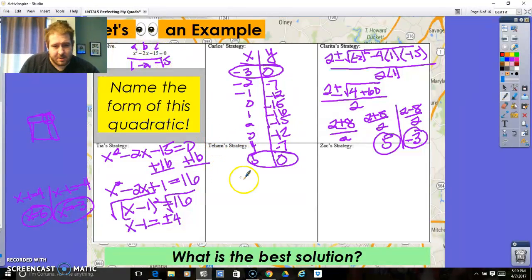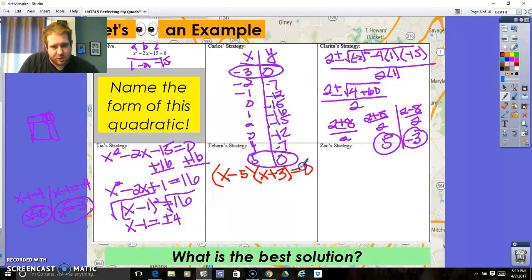It's already set equal to 0. This is actually my preferred strategy for this question because I think it's going to be the least amount of work. What two numbers give me negative 15 but also add up to negative 2? That would be negative 5 and positive 3. So that's x minus 5 times x plus 3 equals 0.